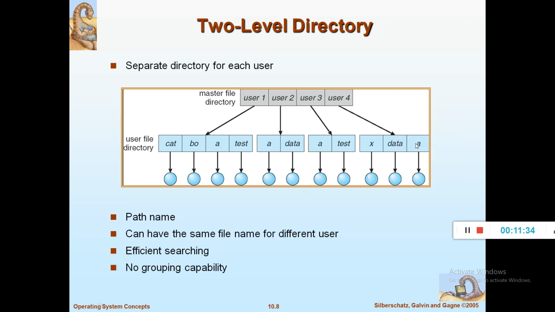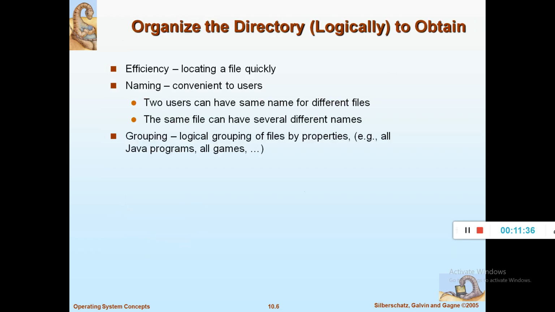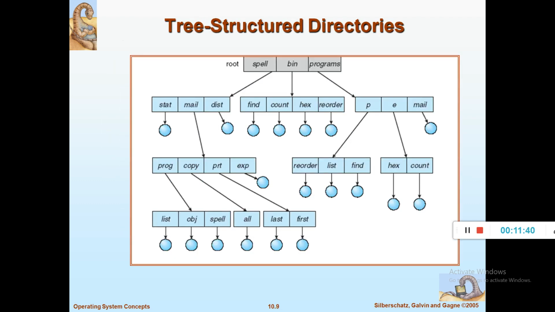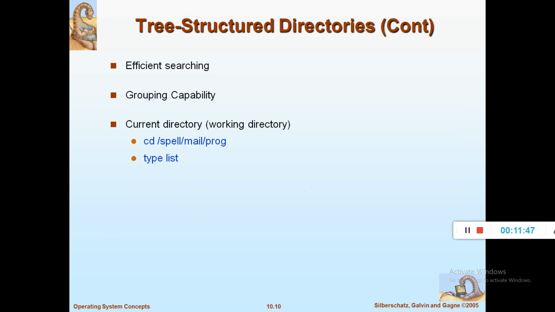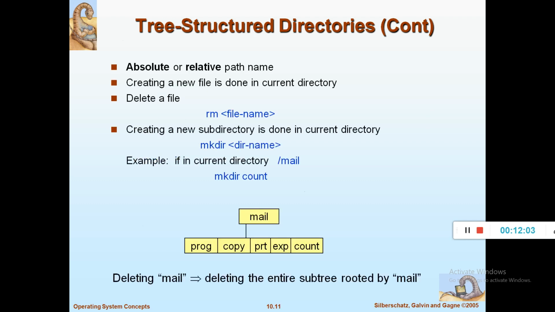So just let me take you back to the advantages we have got: efficiency, naming, and grouping. All these three advantages we are achieving through the tree structured directories. Next, there is efficient searching, grouping capability, and current directories, working directories: cd spell, mail, prog, and type list. This is the way we are going to get the information. So after discussing this directory structure, we'll go to the next, the tree structured directory.